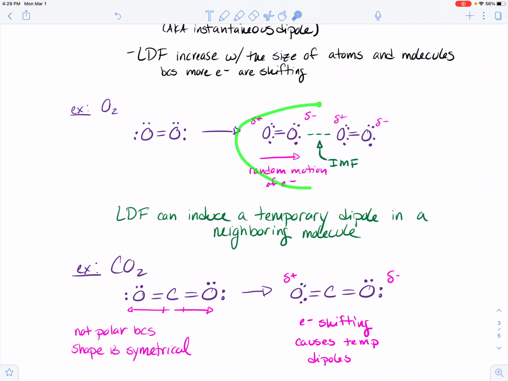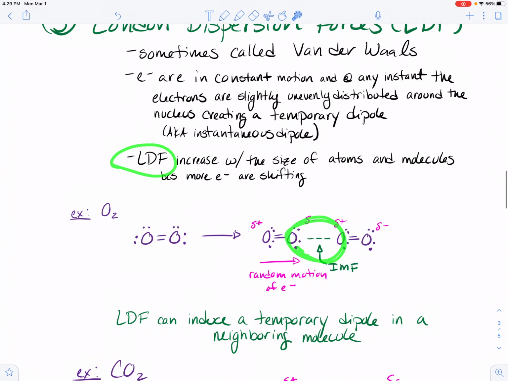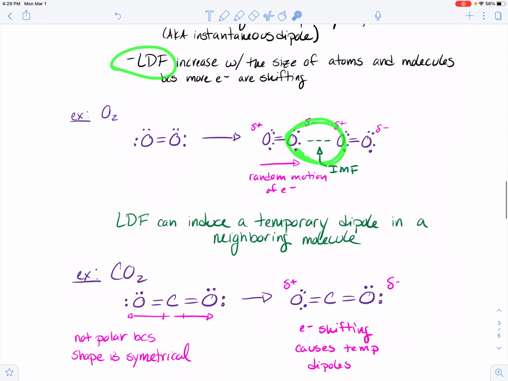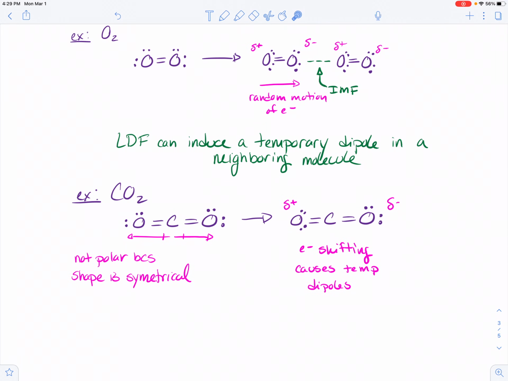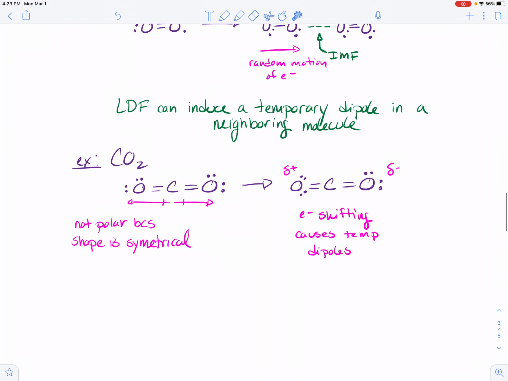Again, these tend to be pretty weak, and they are broken really easily because oftentimes they are quite temporary, but these are what help geckos climb on walls because they have so many thousands of tiny hair-like structures on their claws or paws or whatever you call them. They have so many of these London dispersion forces or these van der Waals interactions happening that they're able to stay on the wall. But again, the bonds are really, really weak and potentially temporary because these could easily shift back.